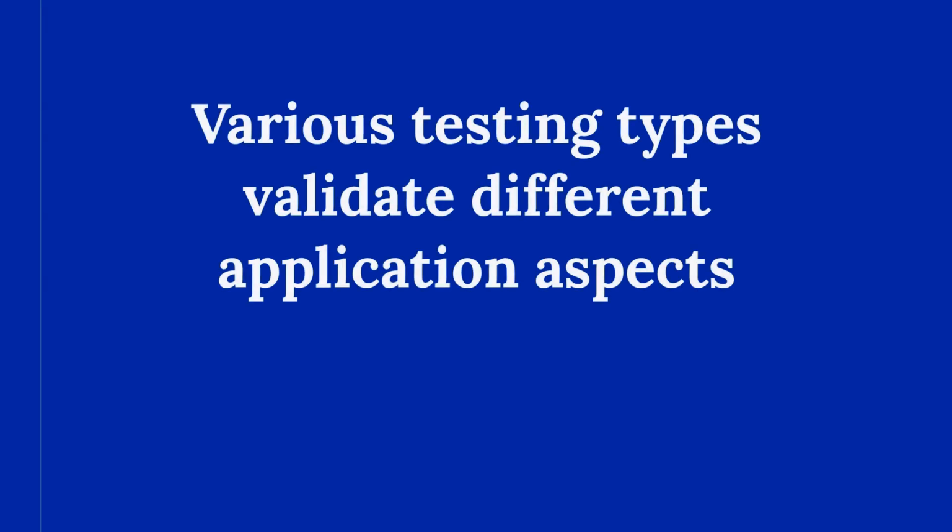Various testing types validate different application aspects. Unit testing checks individual components in isolation. Integration testing examines interactions between components. Functional testing ensures the app meets specified requirements. User acceptance testing verifies it meets end-user expectations.